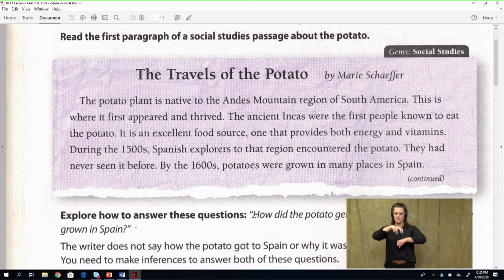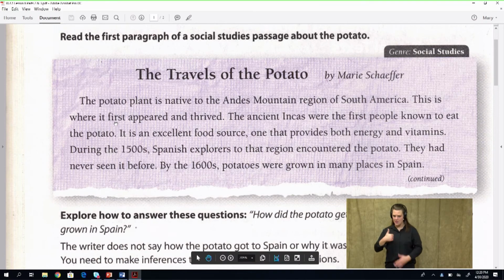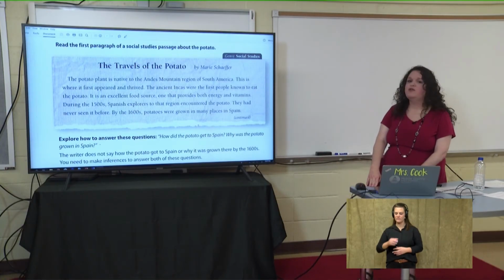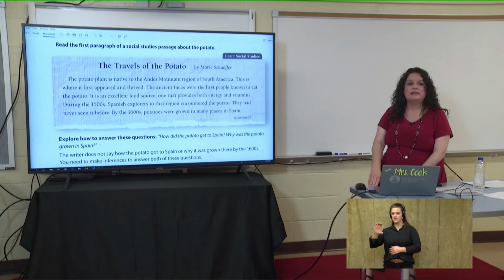So the potato plant is native to the Andes mountain region of South America. This is where it first appeared and thrived. Wait a minute, I see some words that are going to help me. Look right here, boys and girls. First appeared. So the word native means that they were the first ones there, like Native Americans especially. So the native plant, that means it was first there, first appeared, okay? So that's a context clue for what the word native means.